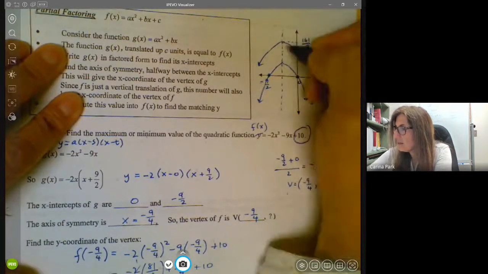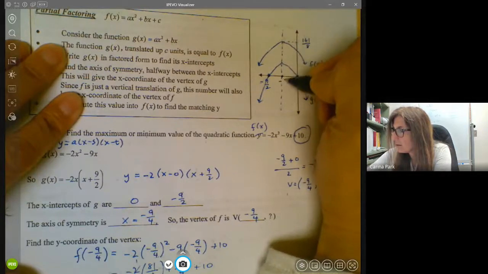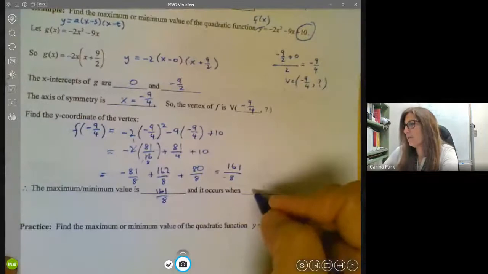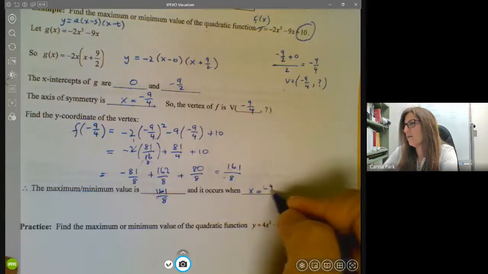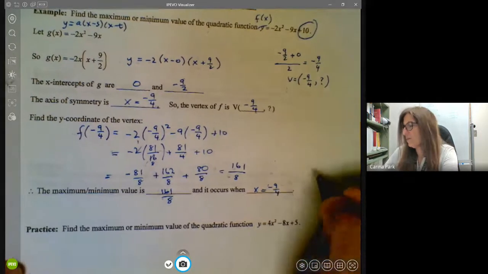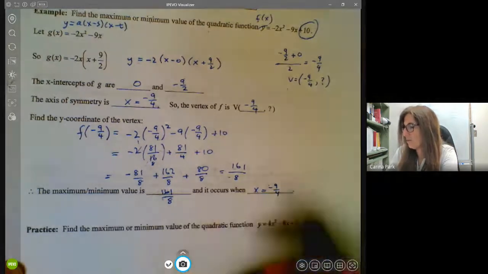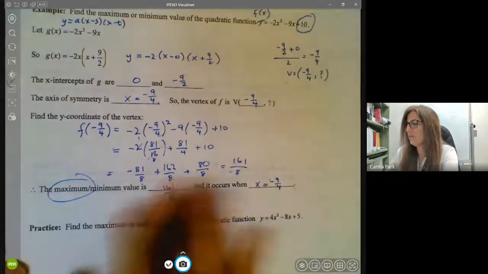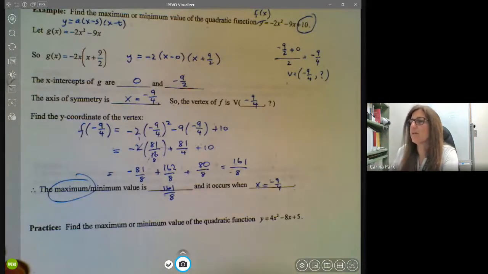161 over 8. It occurs when x is equal to -9 over 4. And the only thing we need to do, it says maximum slash minimum. This is a maximum. We'll circle that. Okay, same vertex as the completing the square. So it's a matter of getting used to which one you like better.